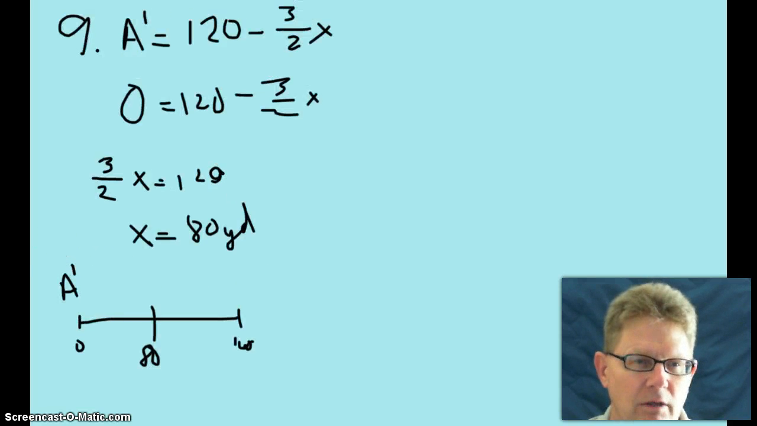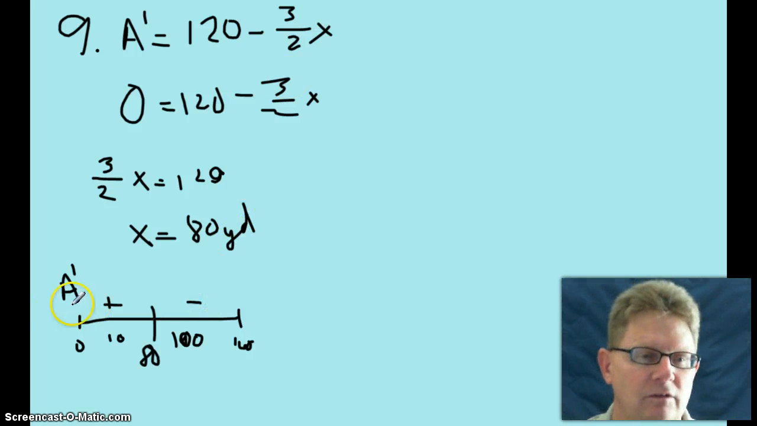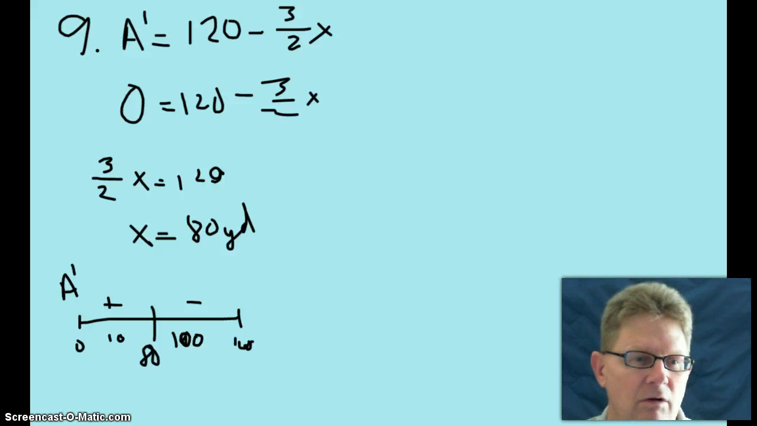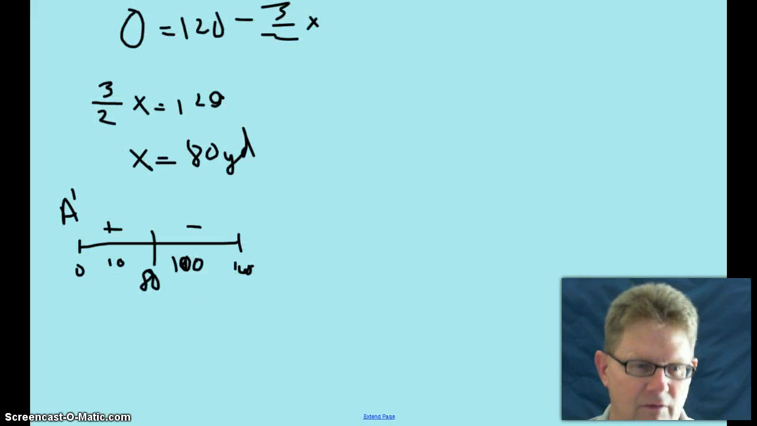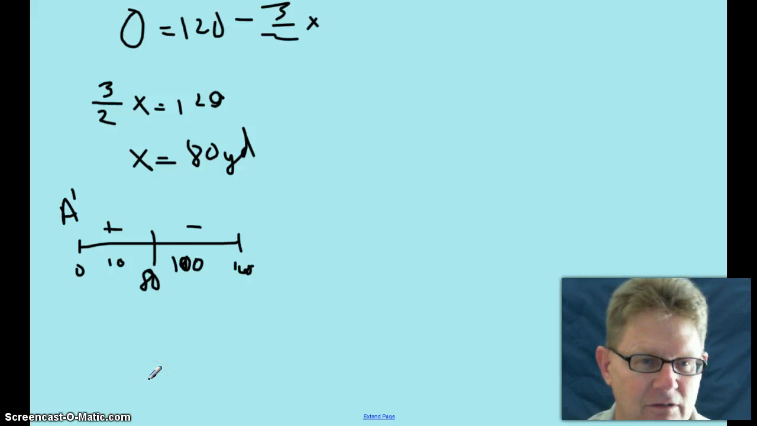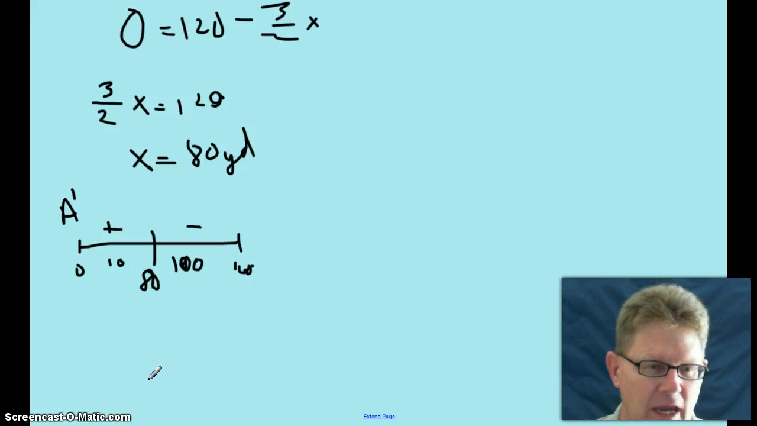Alright, what was A prime again? Right there it is. So let's pick 10. 120 minus 15, that's positive. And let's go ahead and pick 100. 120 minus 150, 3/2 of 100 is 150, negative. Yes, that is a relative maximum. So we have maximized the area by making the length 80 yards.